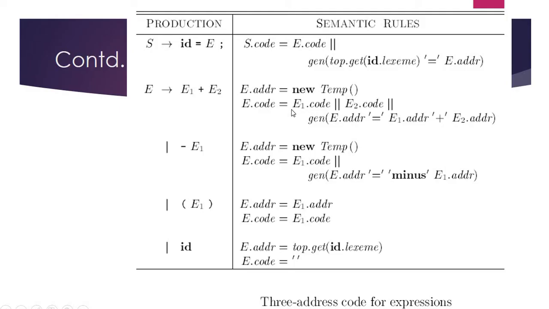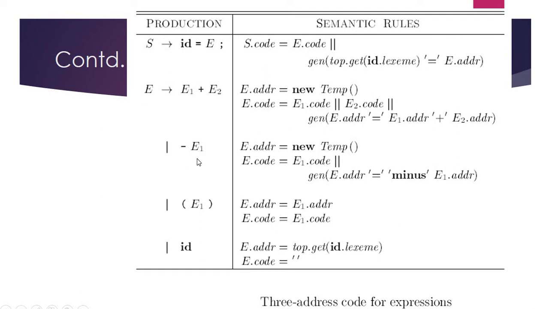So they will be concatenated to find out the parent 3 address code. Along with that, we need to find out E1.address. What is the value in E1 and what is the value in E2? So we are accessing the values from them and then adding the values and storing it in parent E.address. So this 3 address code we need to generate using the predefined function generate.